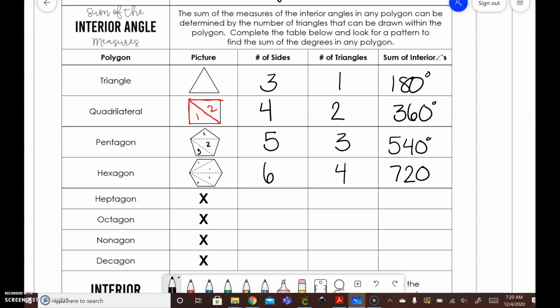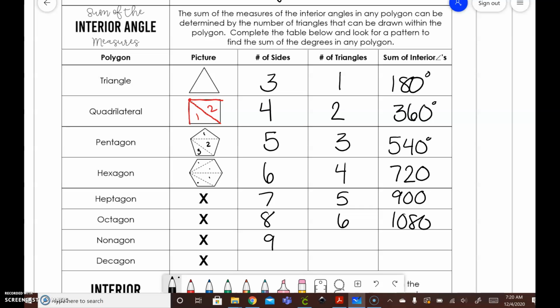If we see a pattern here, we always have 3 sides, 1 triangle; 4 sides, 2 triangles; 5 sides, 3 triangles; 6 sides, 4 triangles. So it always seems like the number of triangles is 2 less than the number of sides. So like 7 sides, 5 triangles, so 5 times 180 is 900. We have 8 sides and we have 6 triangles. 6 times 180 is 1080.